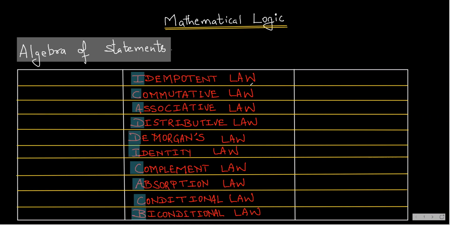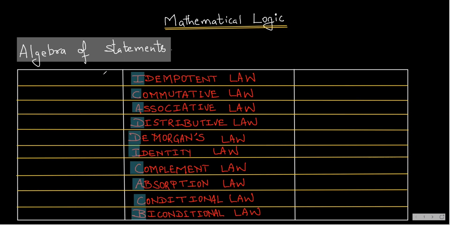So the rules, laws which are applicable, they all can be listed under the heading Algebra of Statements. So we have certain laws which we have to learn under the Algebra of Statements. So today we are going to see Algebra of Statement. Algebra of statements are nothing but different types of laws.